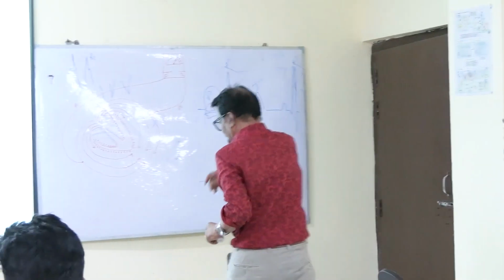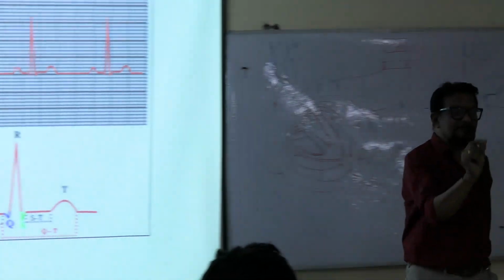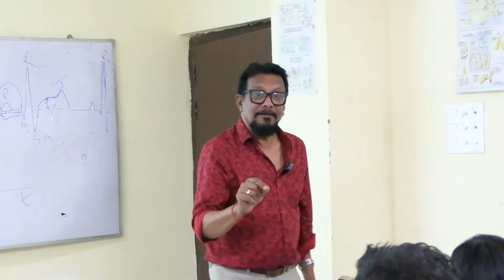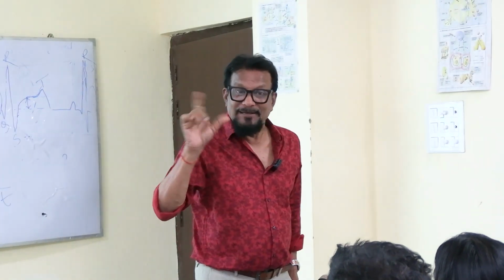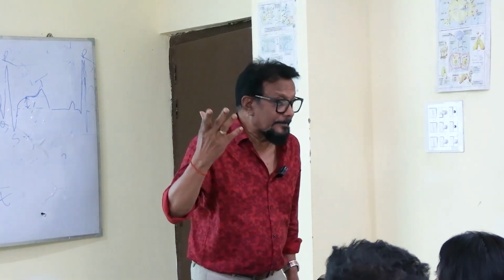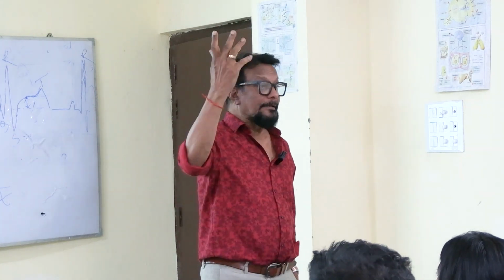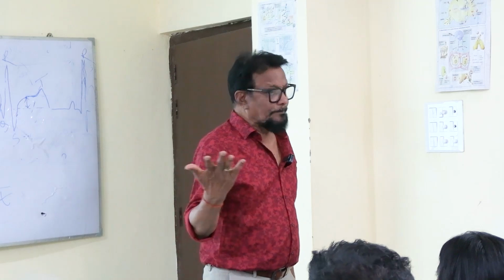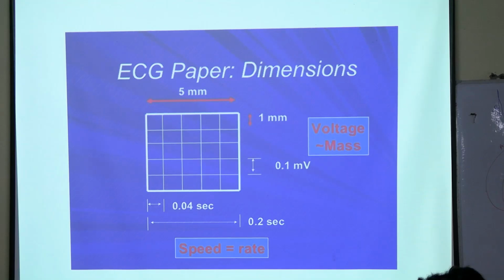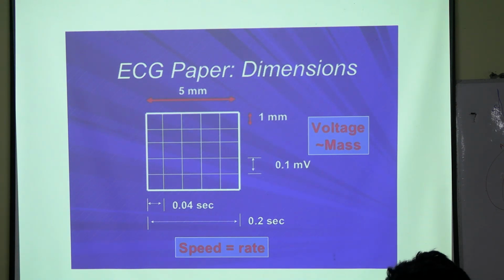Now you can measure how many millimeters this is. So this is the amplitude, and the unit is not millimeter but millivolt. 5 millimeter, 0.5 millivolt. 10 millimeter, 1 millivolt. 15 millimeter, 1.5 millivolt. Simple? Is that clear to you now? 1 millimeter vertical displacement means 0.1 millivolt, and 1 millimeter horizontal displacement means 0.04 second.